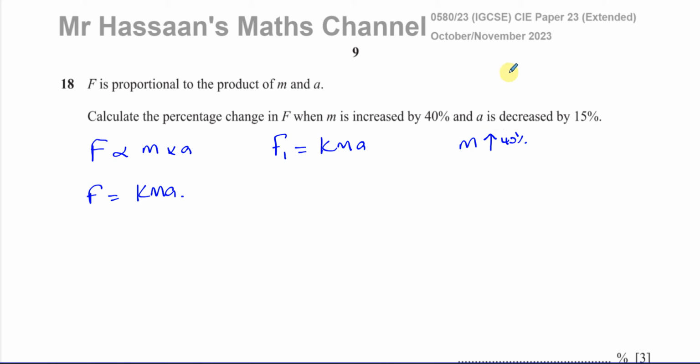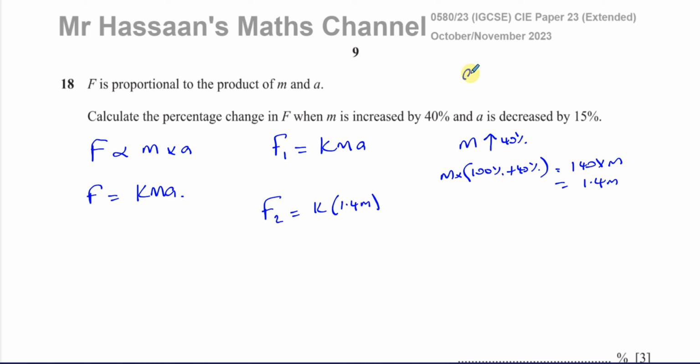Now, to increase something by 40%, you take 100% and you add 40%. That increases something by 40%, and you multiply that by that thing. So it's going to be M times 100% plus 40%. Now, as a decimal, that will give you 140% of M, which is going to be 1.4M. So the new value for M will be 1.4M. So F2 will be K times 1.4 times M.